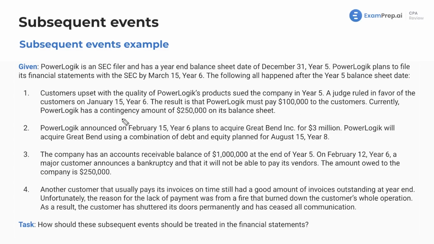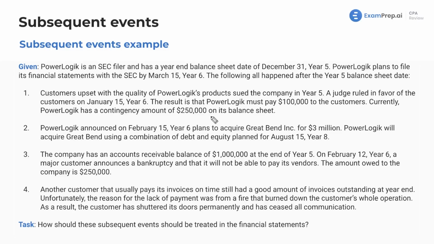Currently, they have a contingency amount of $250,000 on the balance sheet. Now, here's an interesting point, right? This is an amount that they already accrued for because, presumably in the past, the lawyer said it's probably likely you're going to have to do this, so accrue $250,000. However, it looks like it's actually less. It looks like we actually have to pay less than what we accrued for, which is nice.